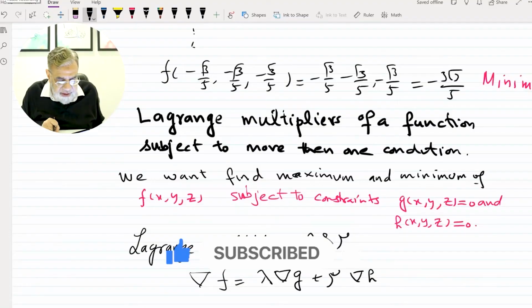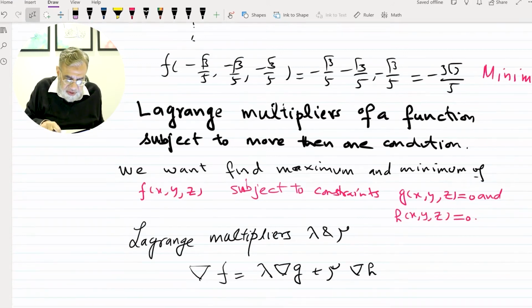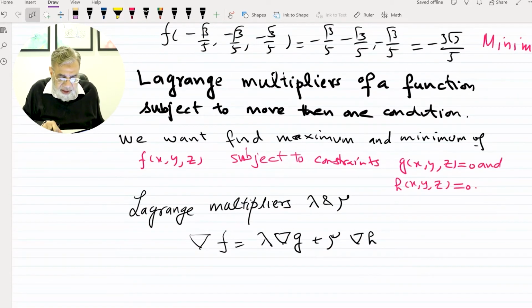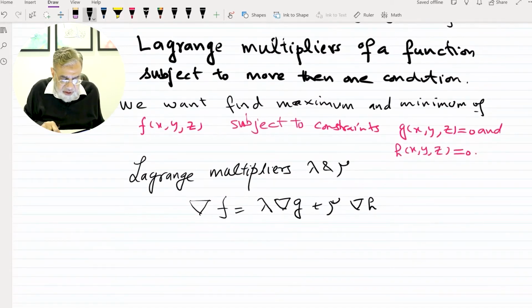We want to discuss the Lagrange multiplier method for a function subject to more than one condition. We want to find the maxima and minima of the function f of x, y, z, subject to the constraints g of x, y, z equal to 0 and h of x, y, z equal to 0. We define two Lagrange multipliers, lambda and mu, and write the equation with the gradients: gradient of f is equal to lambda times gradient of g plus mu times gradient of h.